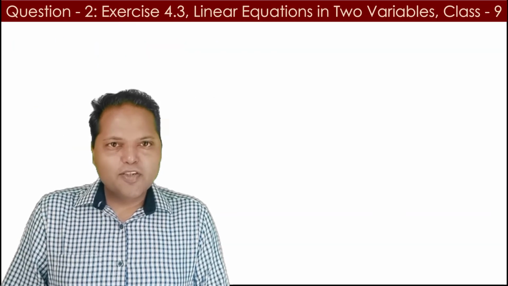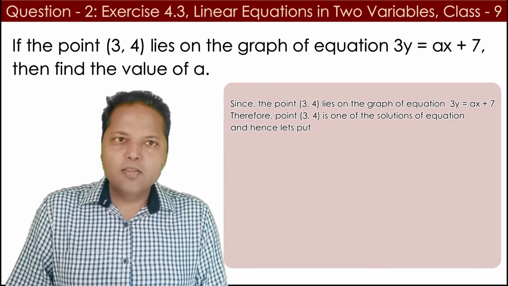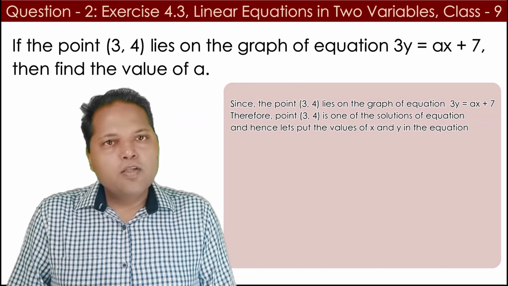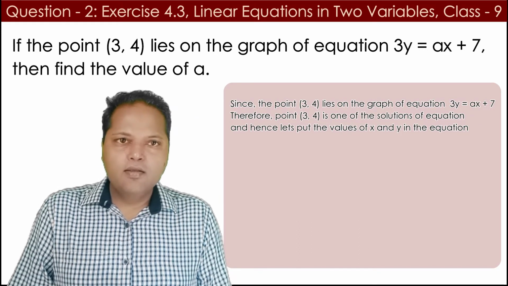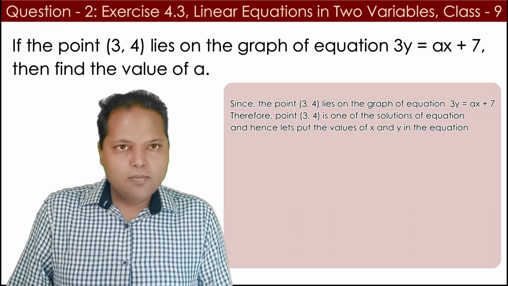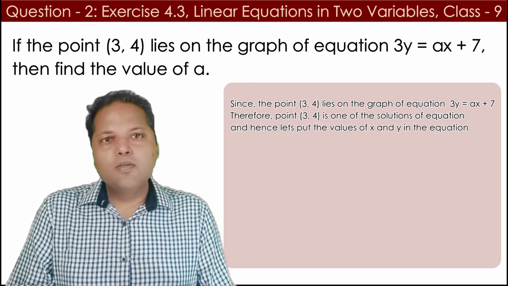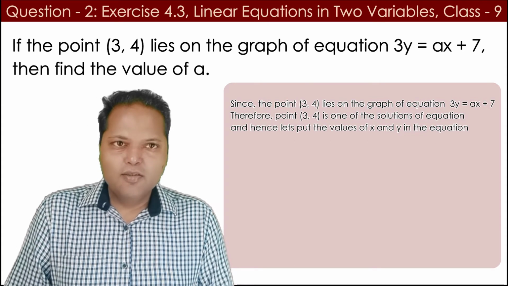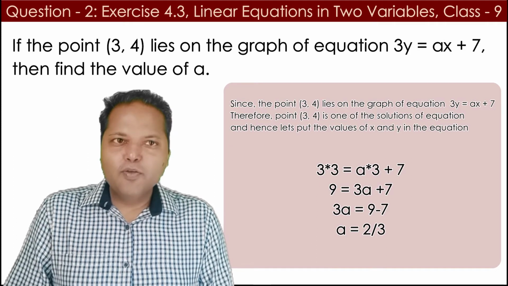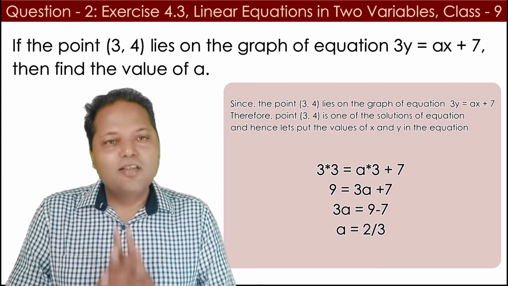Alright, so we have the next question here, and in this question we have an equation that is 3y is equal to ax plus 7. Now we are also given the values of x and y. Now we need to identify the value of a. Very simple. We'll simply put the values of x and y into the equation and then we'll calculate the value of a. So let's do it. So this is how we have got the value of a. Now let's move on to the next question.